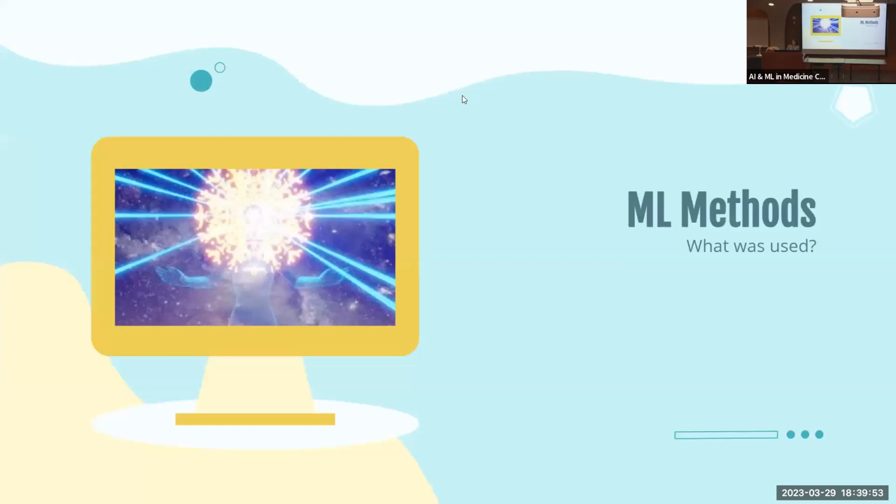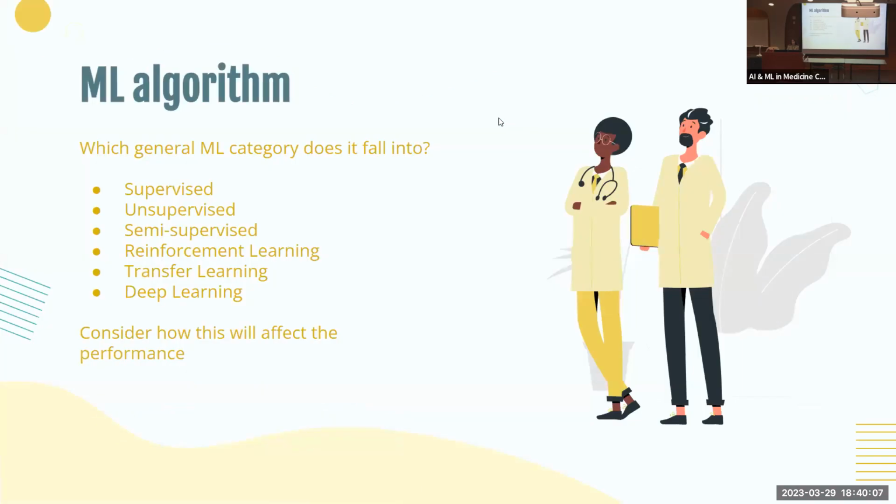Okay, great. So let's look at the machine learning methods. I'm not going to spend too much time on this because this whole course was geared towards looking at the different machine learning models that exist. Some general categories you consider when evaluating an ML paper are which category it falls into and what limitations come with each of those categories. Some potential categories would be supervised machine learning, unsupervised machine learning, something in-between called semi-supervised, reinforcement learning, transfer learning, and deep learning. Transfer learning is a little bit of deep learning. And again, consider how this affects the performance.